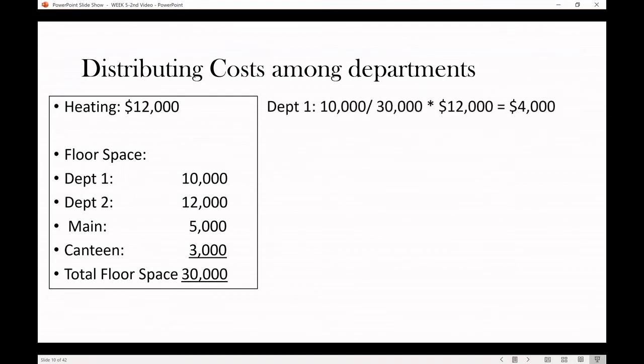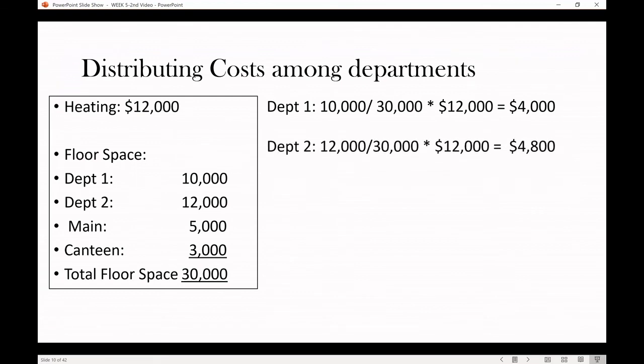For department 1, which has 10,000 of the 30,000 square meters, we're going to divide that 10 upon the 30 multiplied by the $12,000. So we're saying department 1 occupies 1/3 of the entire floor space and should pay 1/3 of the cost, right? So that's what we're doing. 1/3 of 12,000 is 4,000.